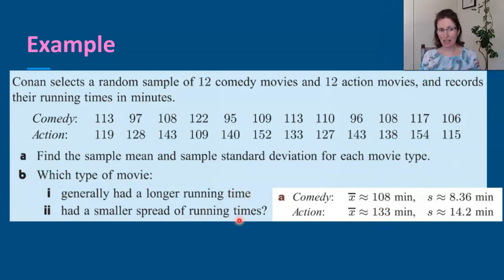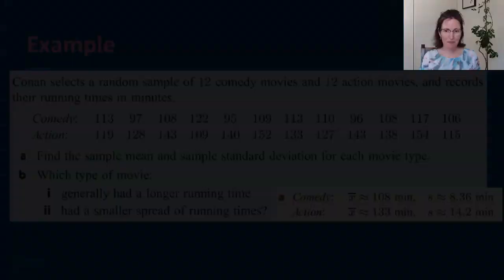And then the second part, which had a smaller spread of running times. That's when we look at the standard deviation. So that word spread, that should be a key to you. I need standard deviation. So the 2 S values that you found on your calculator, one was 8.36 and one was 14.2, which had the smaller spread? You look at the smaller number, this one here, and so your answer for that would be comedy.